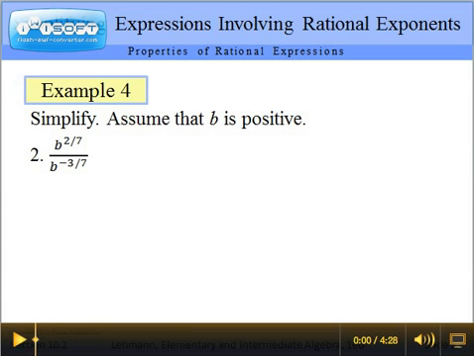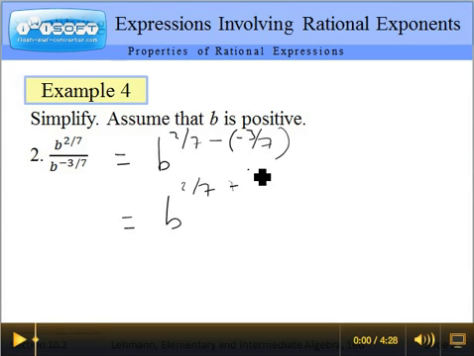Next I want to simplify b to the 2 over 7 all over b to the negative 3 over 7. So this is equal to b to the 2 over 7 minus negative 3 over 7. Keep in mind when it's the same base and I'm dividing, I'll subtract the exponents. So I have b to the 2 over 7 plus 3 over 7, which is equal to b to the 5 over 7.